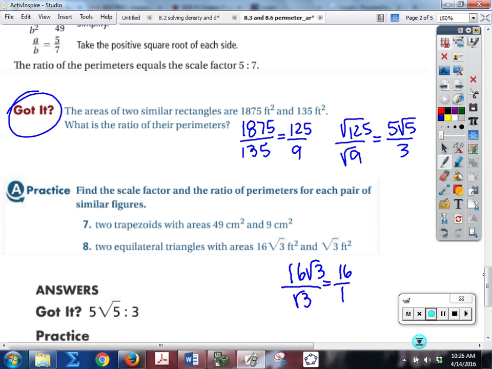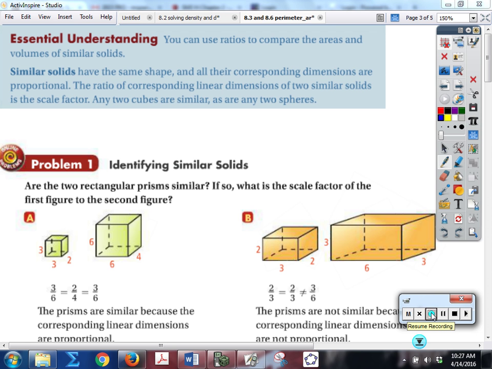To get your answer. So he gave us a take home. If you have similar solids, they have to be the same shape. So I can't have a pyramid and a prism being similar because they're not even the same shape. And all their corresponding dimensions have to be proportional. So as you look at it right here, sometimes they'll be flipped and turned. So 3 over 6, 2 over 4 are the smallest two ones, and those are all equal, so they're similar. So when you come over here, you do 2 over 3, 2 over 3, 3 over 6. They're not the same.